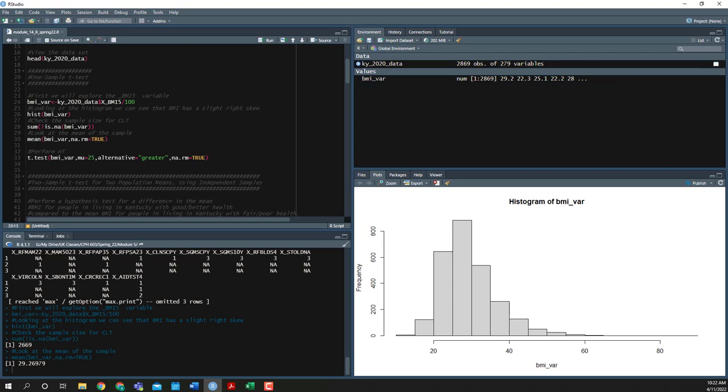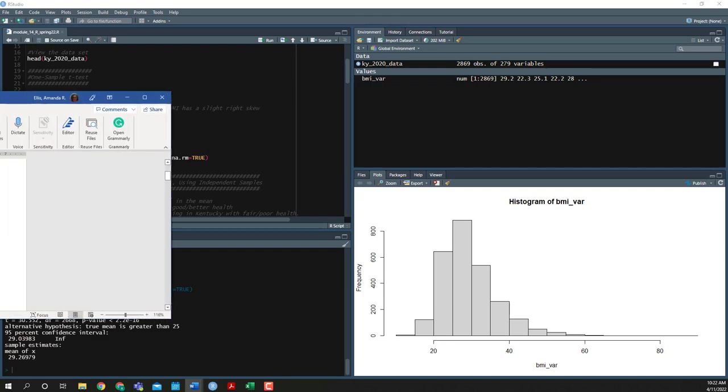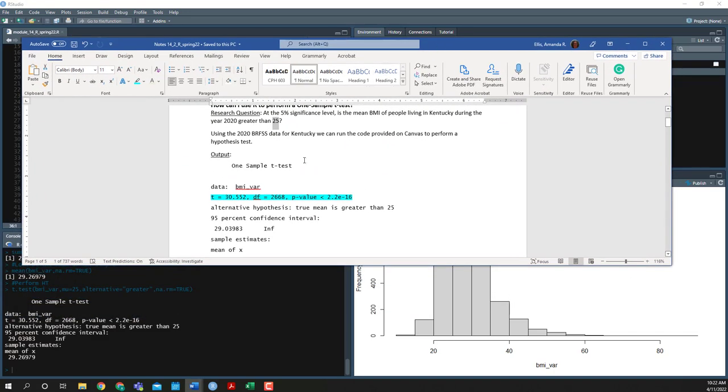So here is our code to perform the test. We're going to call the t.test function. We're going to give it our BMI variable. mu equal to 25 is the value under the null hypothesis. And here we're testing to see if that mean is greater than 25, so our alternative is going to be greater. And remember, anytime we have missing values, we also need to include na.rm equals TRUE. So we will run this. And here are our results. I have pasted those results here in the notes.